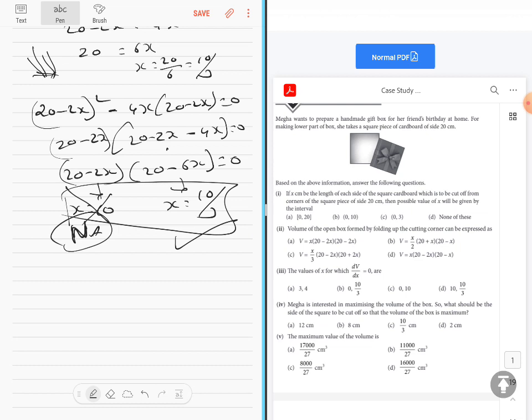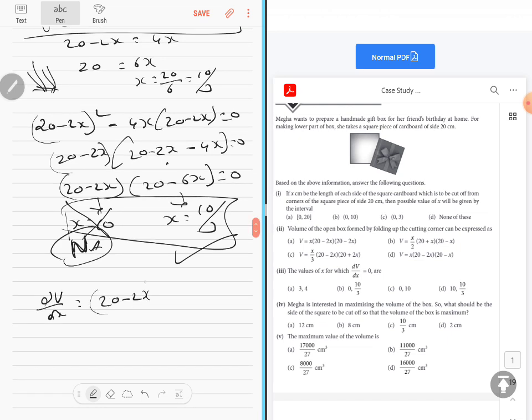So normally, to check for a maximum, you have to do a double differentiation test. You know that you have to take the differentiated value, which is dv by dx, which is (20 minus 2x) into (20 minus 6x). Take these two values and try to double differentiate it.